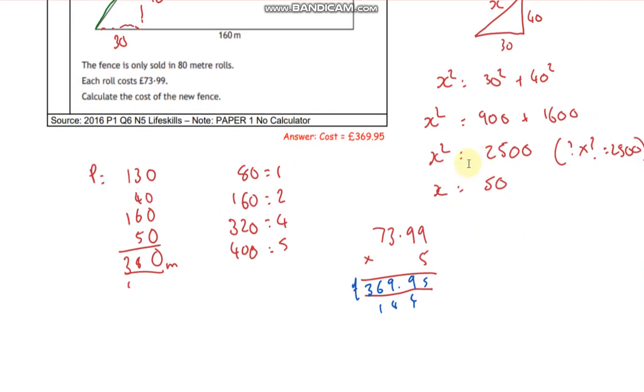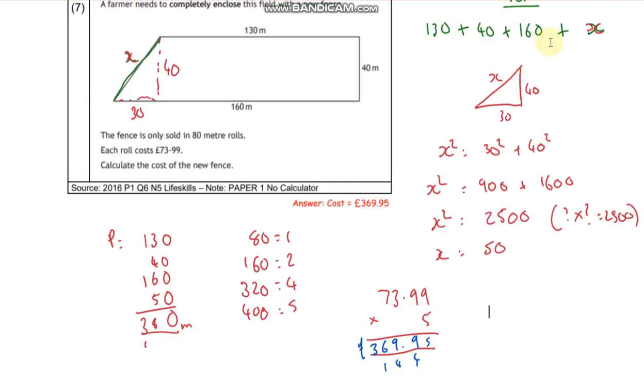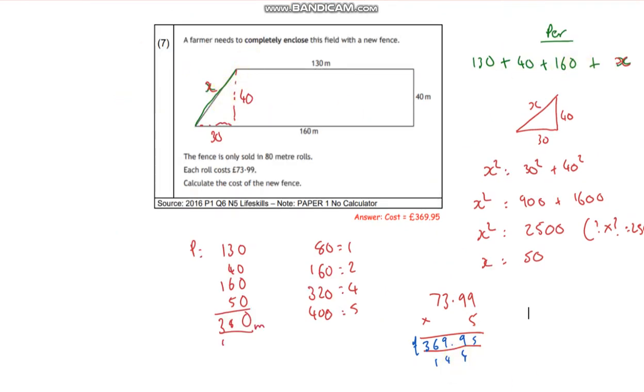So 2 stages to that was working out your perimeter and then working out the costs. And again, just label up your diagram, take your time, and for this one with the rolls, don't forget you need to round up. So our 380, we needed to round up to 400 meters for that one. Okay. So yeah, I hope that's helpful.